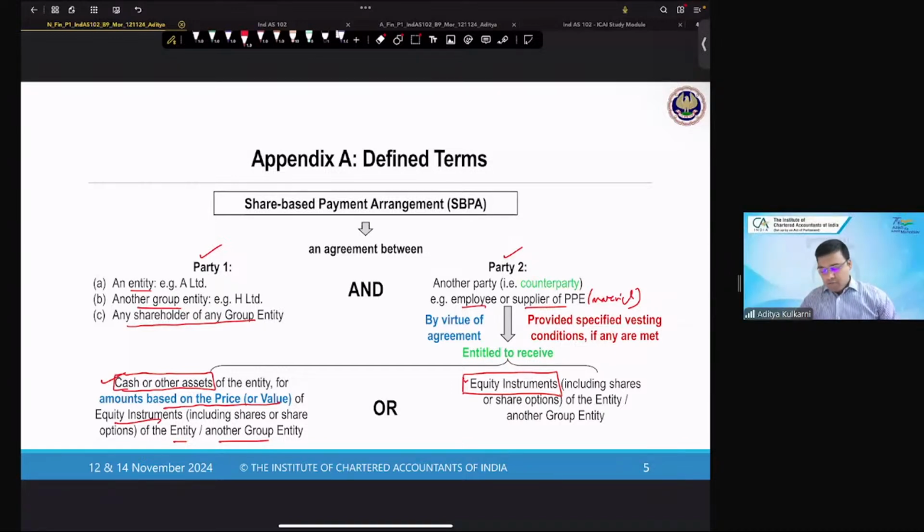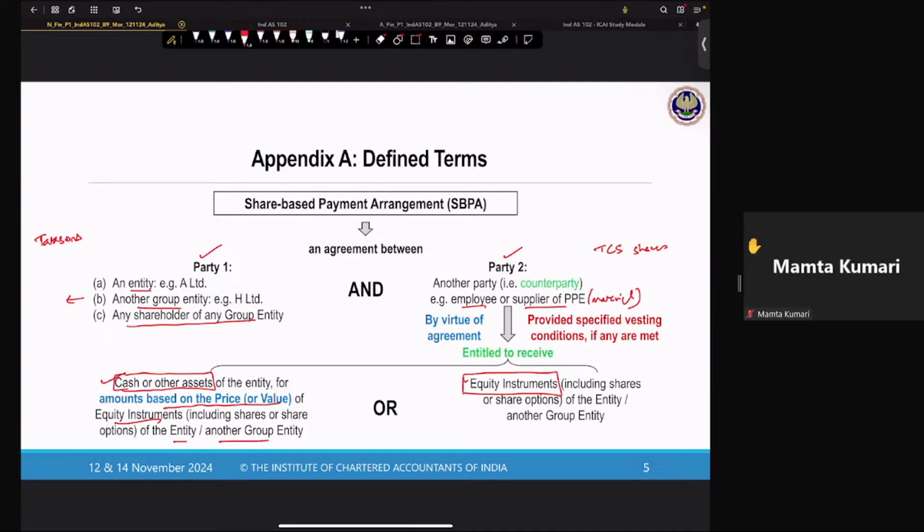No, no. When we say another group entity, for example, Tata Sons is a group entity, correct? Services are provided by the employees of Tata Sons to this company. But payment is received in the form of TCS shares. Is it okay? So one group entity is receiving the services, but another group entity is making the payment. That is why this particular clause is there. Is it okay? Okay, sir. Yes.